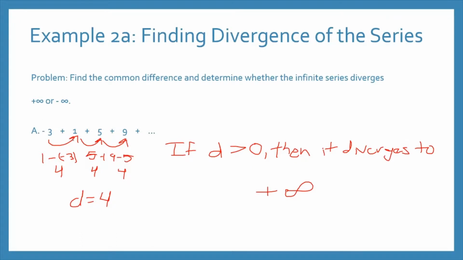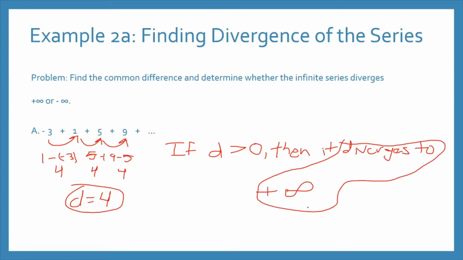So again, all you have to do work-wise is show what the common difference is, write it as d, and then write that this series diverges to positive infinity.